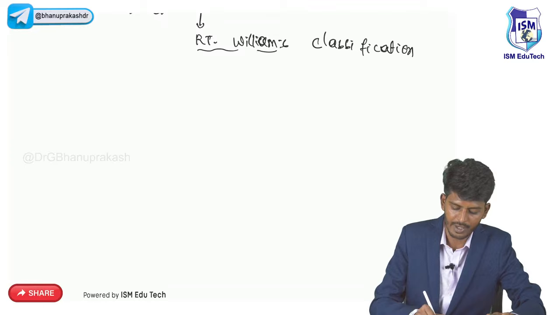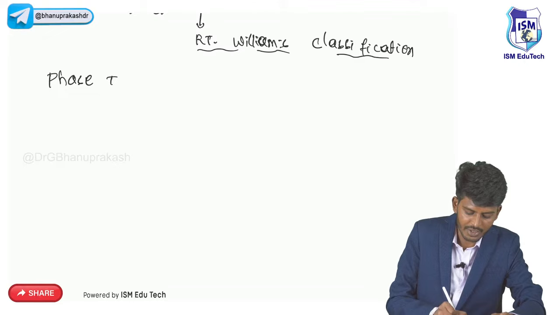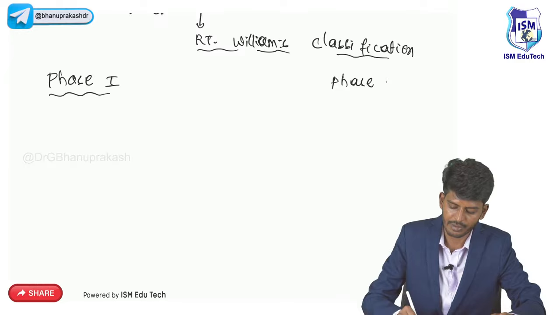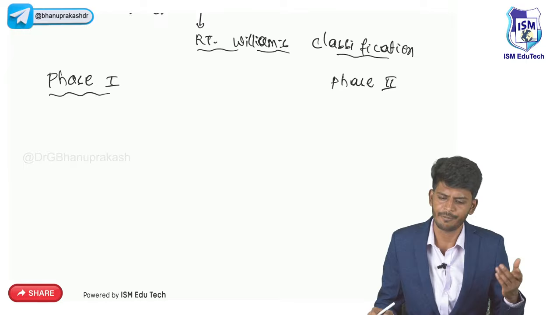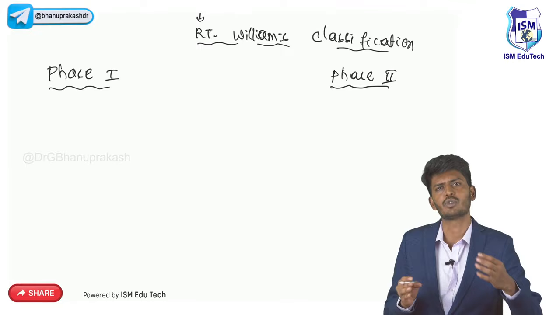And RT Williams classification says that there is a phase 1 reaction, okay, and there is one more thing called phase 2 reaction. How many phases? See, when I say phase 1, automatically your answer should be that there is one more thing called phase 2, of course. Now, what is a phase 1? Now, phase 1 reactions are usually simple reactions. They are very easy to remember also.